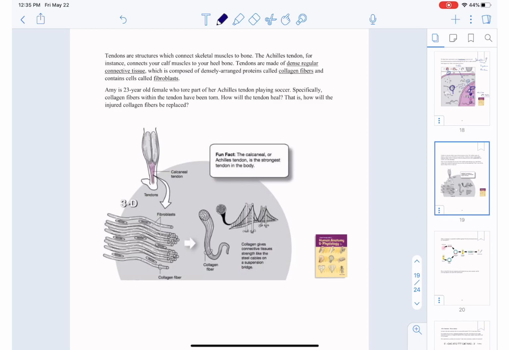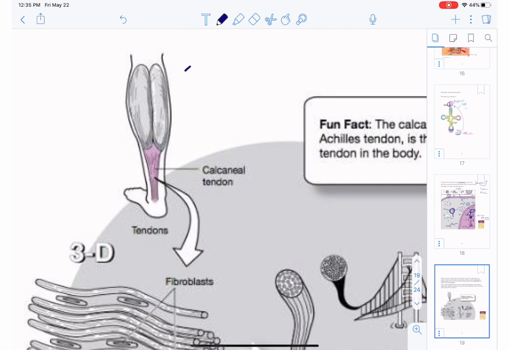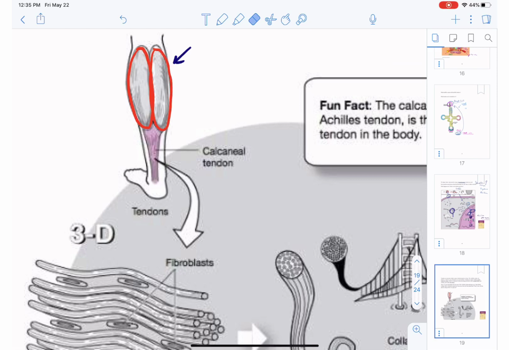Here's another good application of gene expression. Looking at this figure, first off, these are your calf muscles, your gastrocnemius medial head and lateral head that we'll talk about in anatomy and physiology. And skeletal muscles are attached to bones by tendons. And the calf muscles are attached to your heel bone, your calcaneus, by what's called the calcaneal or your Achilles tendon.